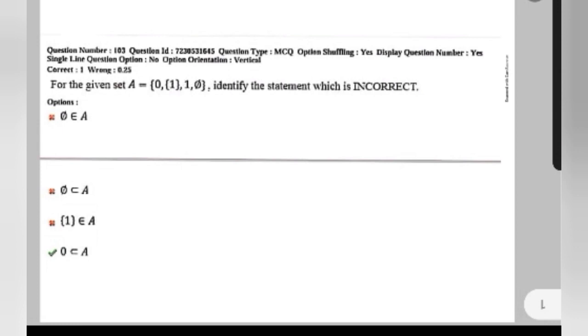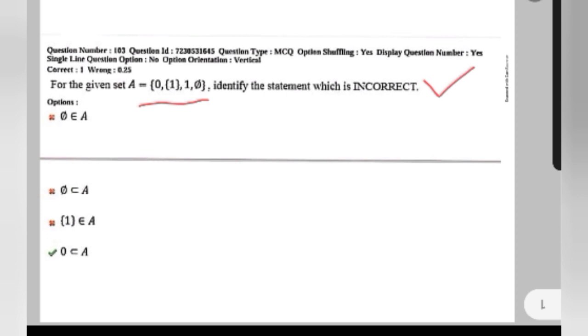Today we are going to discuss the previous year question of DSSSB PGT mathematics based on set theory. The first question is for the given set A. They have given you one set A which contains 0, singleton 1 and the empty set. We have to identify which option is wrong.